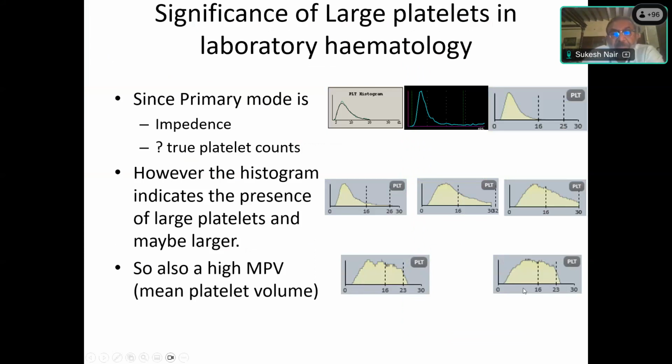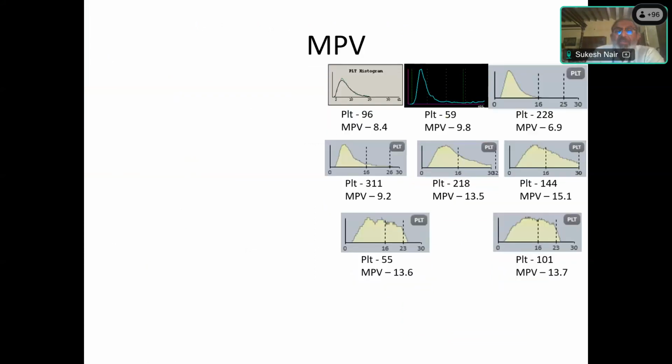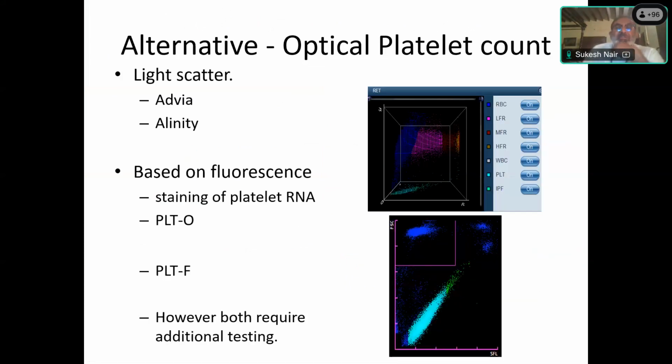So the issue is, can MPV reflect large and giant platelets? When the large platelet proportions are increasing, you can see the MPV goes up. But when there are giant platelets, it gets confused. So MPV is not a reliable parameter for platelet morphology. So is there another role for optical platelet count? You know that optical platelet count can be done by two methods: by light scatter, which is done by the Advia, or by fluorescence, which is done by Mindray and Sysmex, which is called PLT-O or PLT-F.